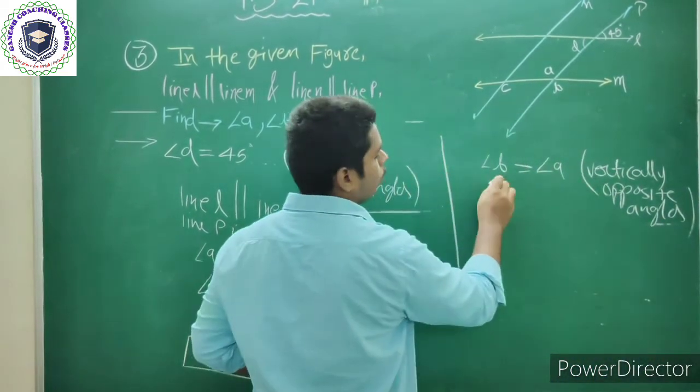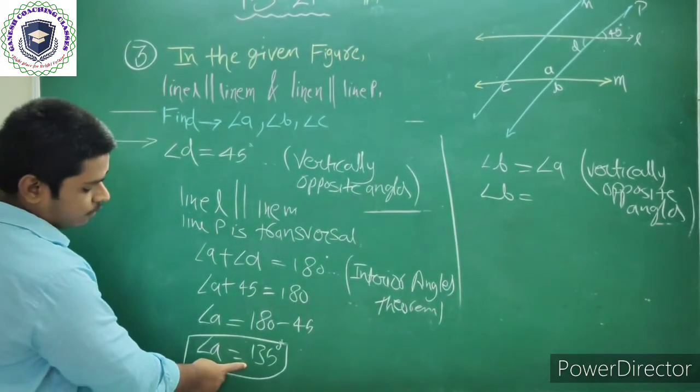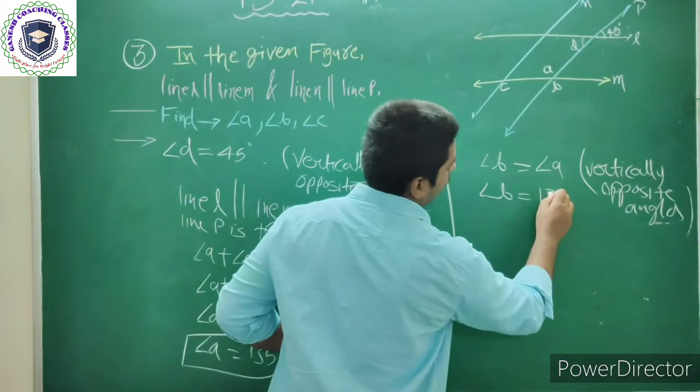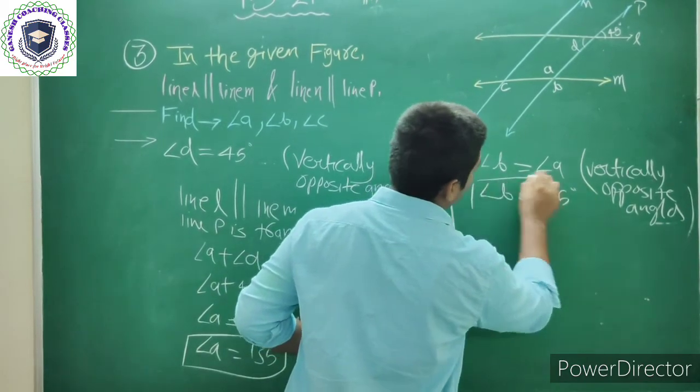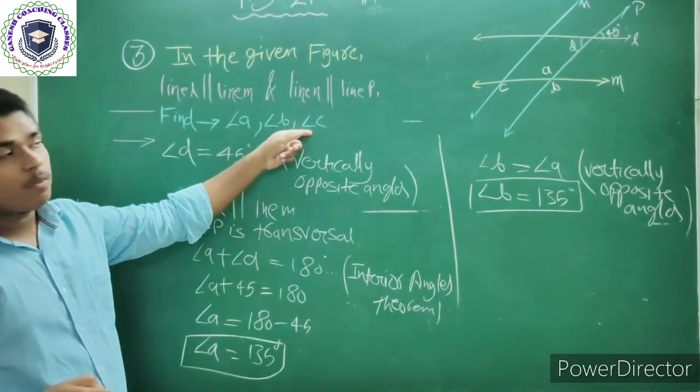Okay, so now what is the value of B? What is the value of A? That is how much it is, we got 135 degree. So we have to write 135 degree. Now by the value of A we found the value of B. Now our aim is to find the value of C.